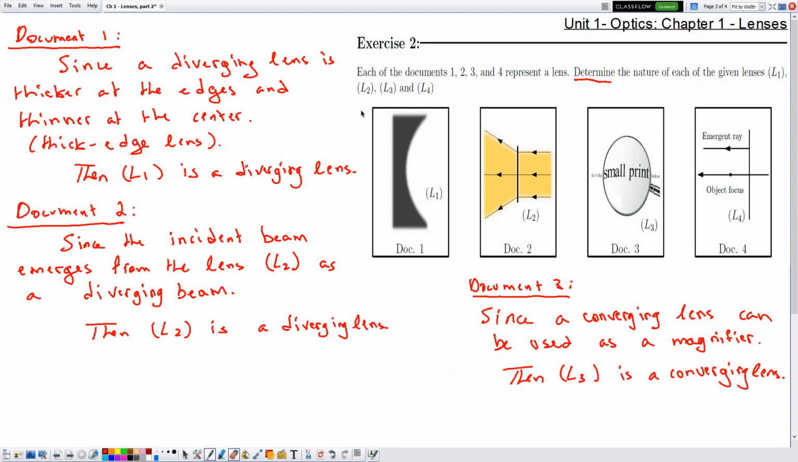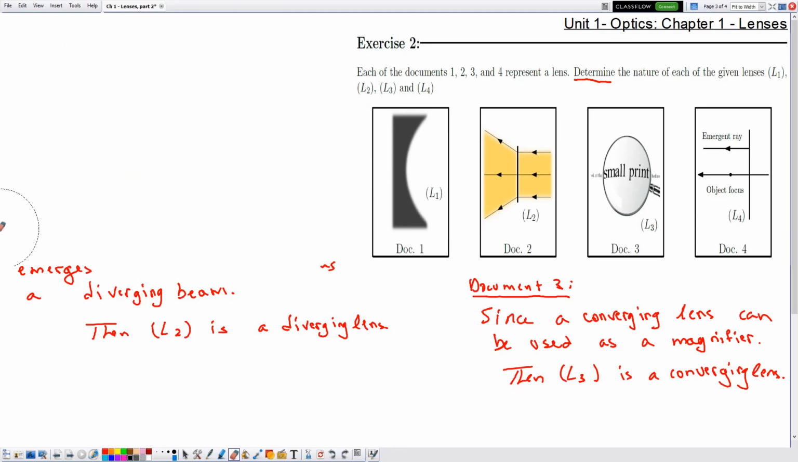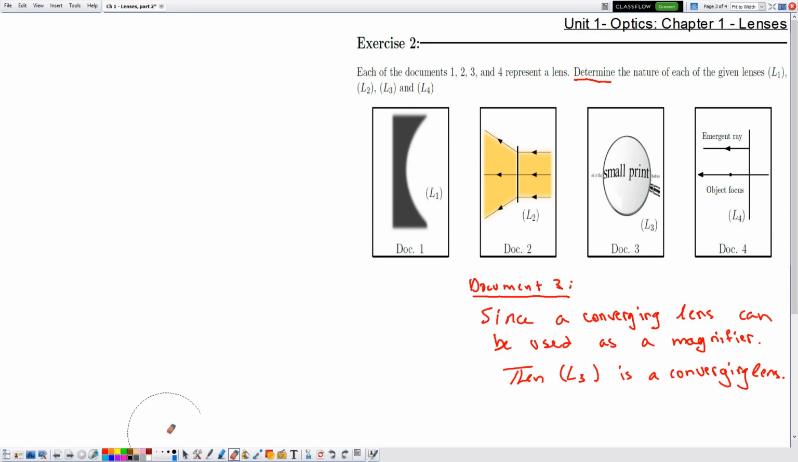Now we still have the lens L4. Let me make some space here. The lens L4 corresponding to document 4.